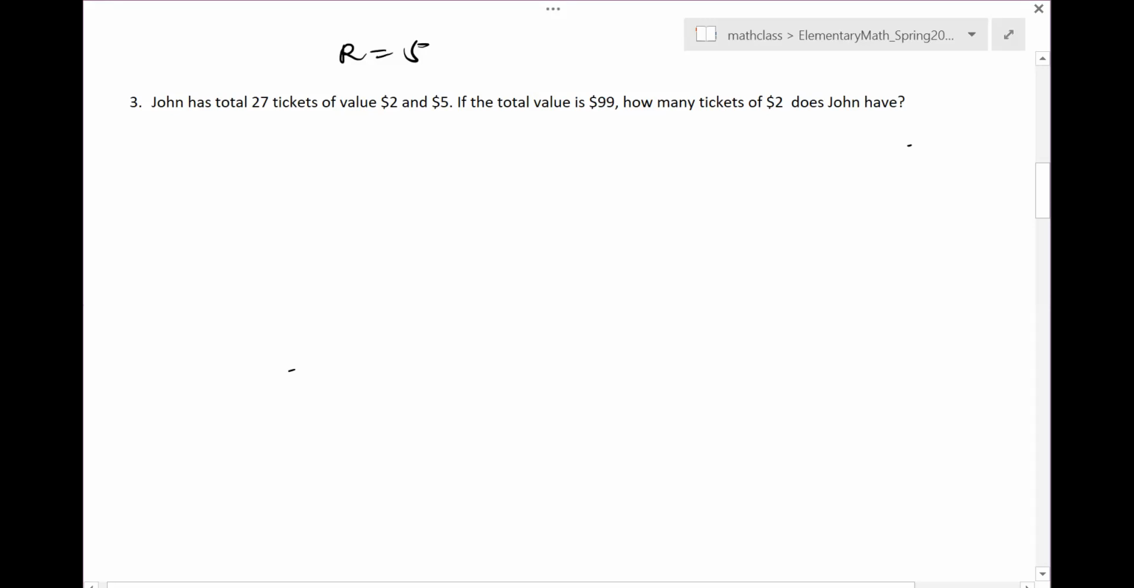So similar to the rabbit problem, okay? Here we have 27 tickets of value $2 or $5, okay? So the total number of tickets is 27, right? And the total value is 99. You just need to know how many $2 tickets John has, right?